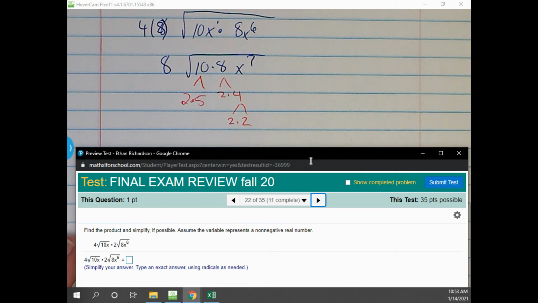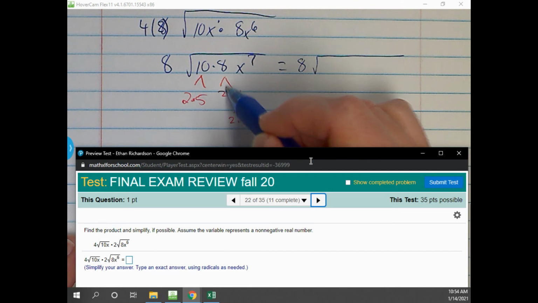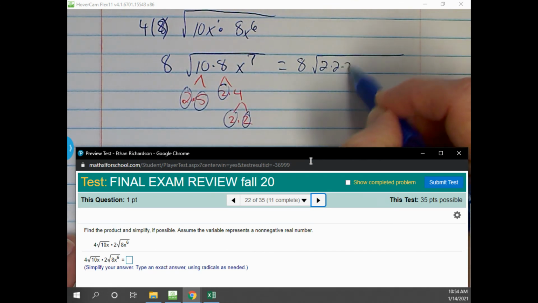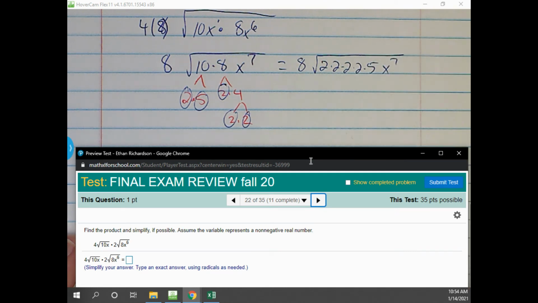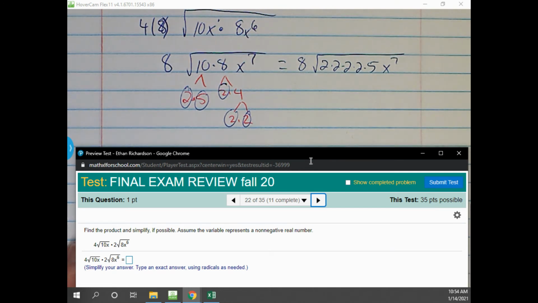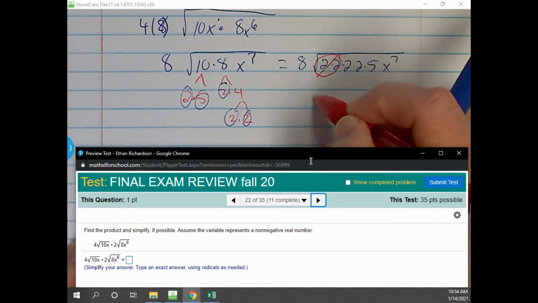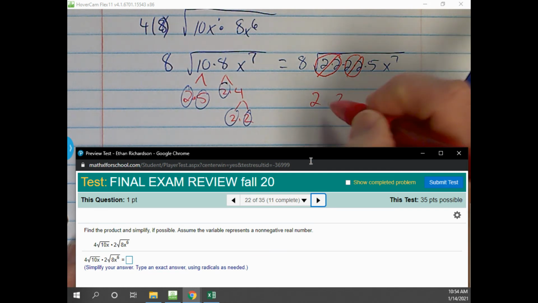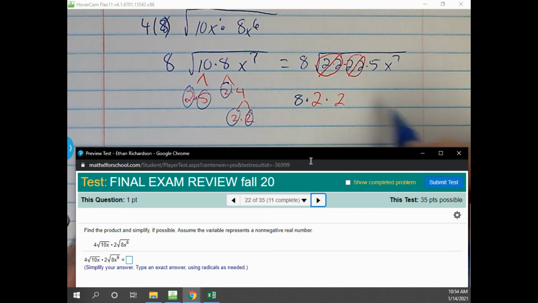All right, and the reason we do that is we've got 8 times 2 times 2 times 2 times 2 times 5, and we've got x to the 7th. This is where we get our exit buddies. This is where we got Nemo and Dory and Marlin and everybody. So a pair of 2's gets out. There's another pair of 2's. That one gets out. And the 8 was already here, so it's 8 times 2 times 2. The 5 stays on the inside.